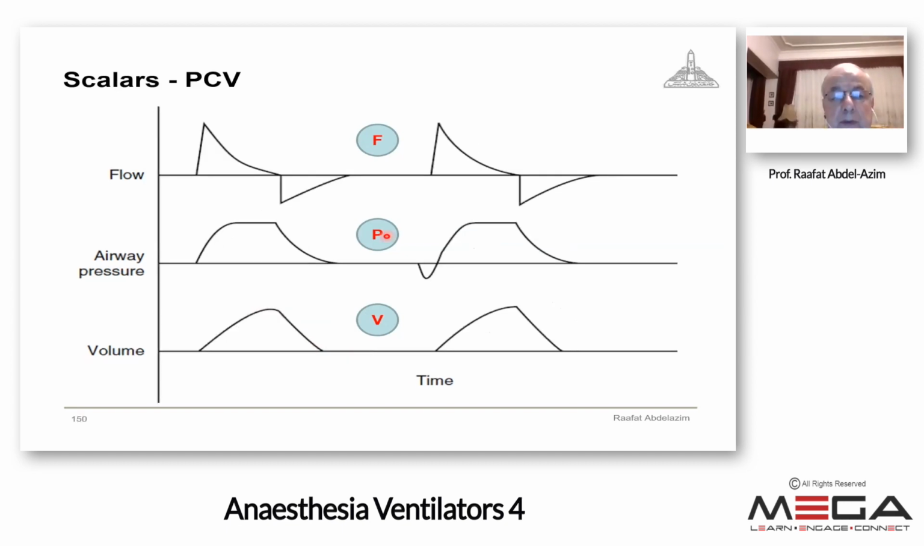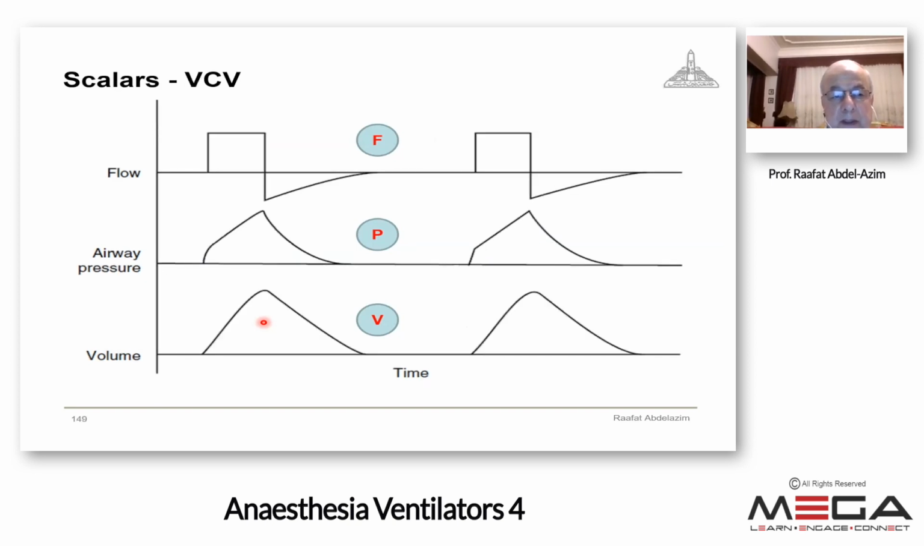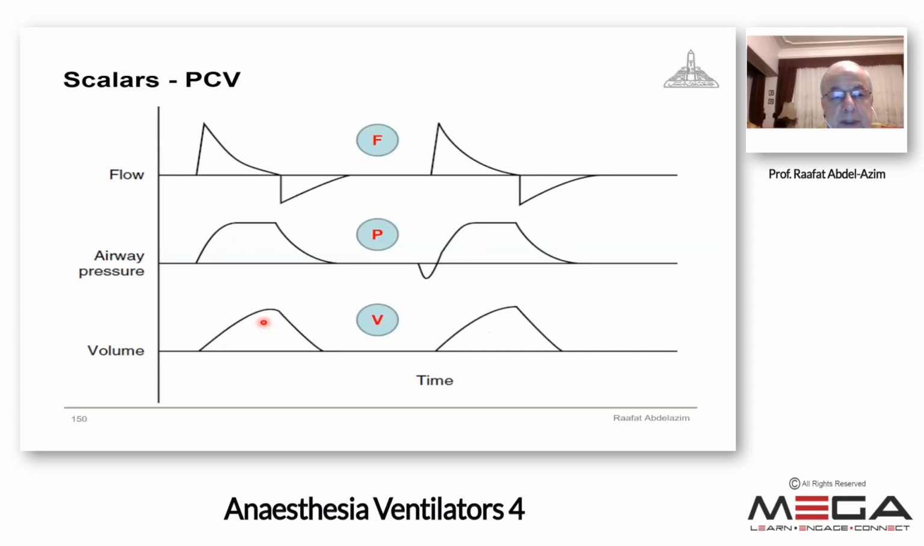In pressure controlled ventilation, the flow is decelerating, and the pressure is constant. That is a preset value. No peak and no plateau pressure in pressure controlled ventilation. And the volume is the same as previously mentioned in volume controlled ventilation. So the difference is like that. This is the volume controlled ventilation scalars, and this one is pressure controlled ventilation scalars.